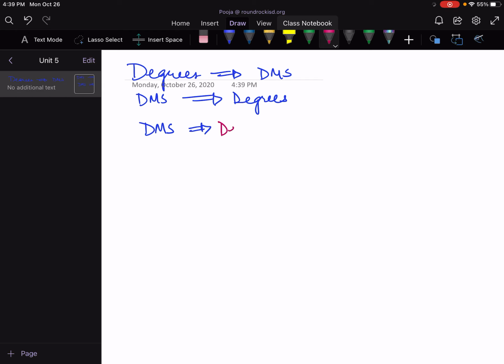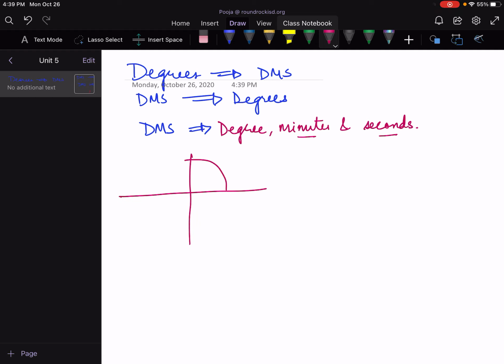DMS stands for degrees, minutes, and seconds. Just want to clarify this, that the minutes and the seconds part has nothing to do with time. It has absolutely nothing to do with time. The concept here is taking a degree and splitting it into further little parts. And those parts they're referring to as minutes and seconds.